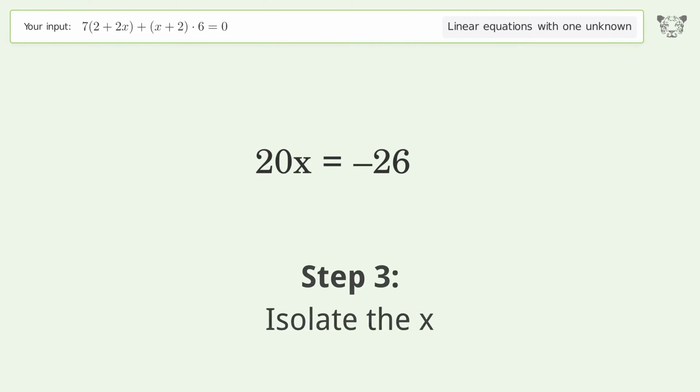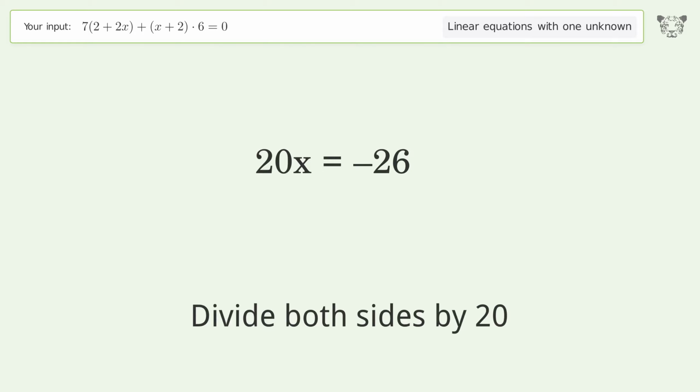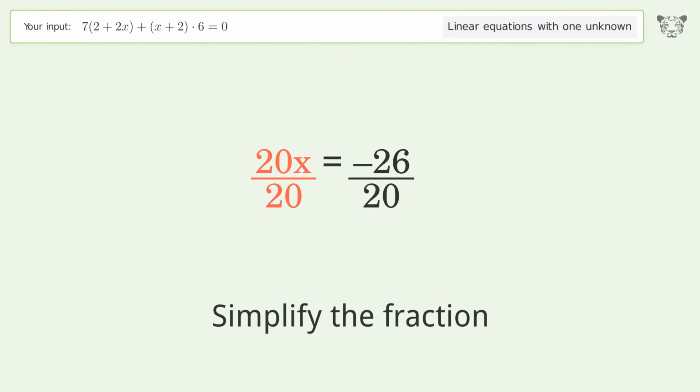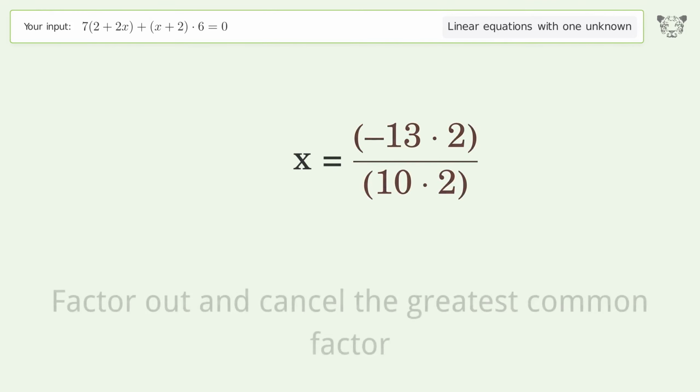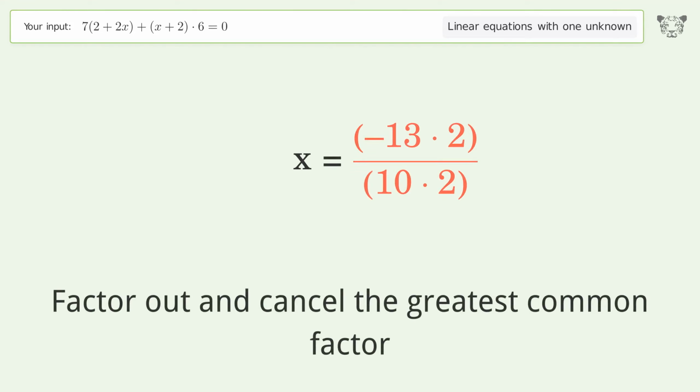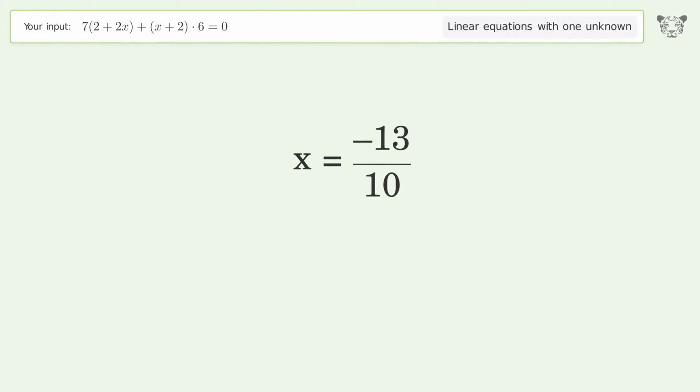Isolate the x. Divide both sides by 20. Simplify the fraction. Find the greatest common factor of the numerator and denominator. Factor out and cancel the greatest common factor. And so the final result is x equals -13/10.